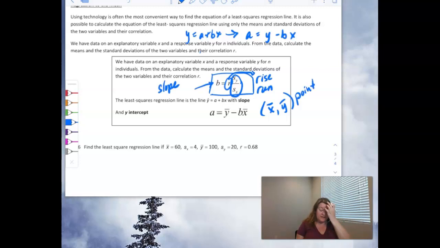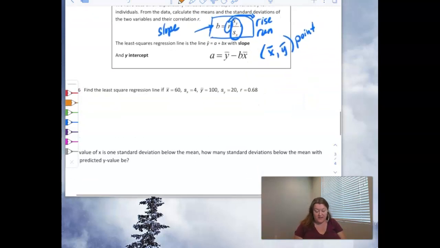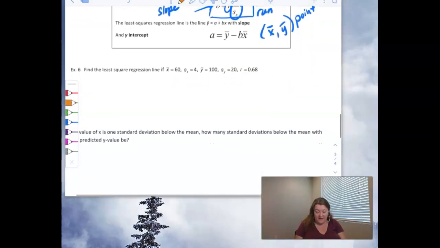Okay, so this is kind of like algebra review of knowing how to find equations of lines. So let's go do one that does that. In this one it says find the equation of a line. We have x bar, standard deviation of x, y bar, standard deviation of y, and our r value. Notice they didn't give me slope, they didn't give me y-intercept. I have to go find all that stuff myself.